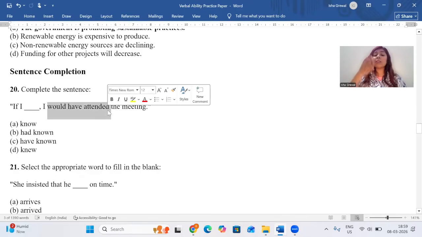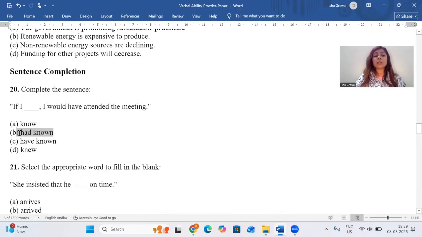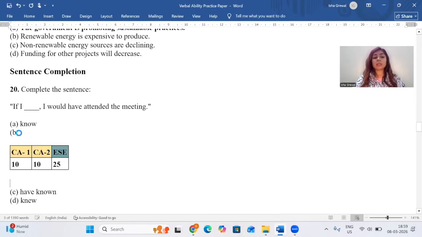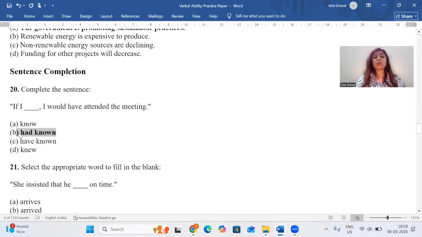If model plus have plus third form of verb is written, then in the first part there has to be past perfect plus third form. Okay, past perfect plus third form. This is going to be your correct answer: If I had known, I would have attended the meeting.